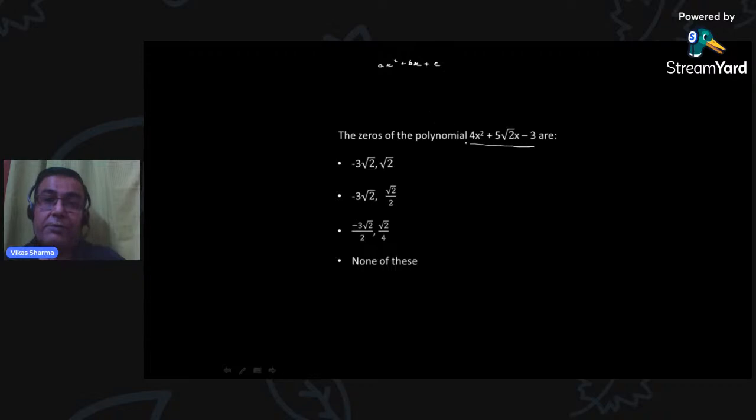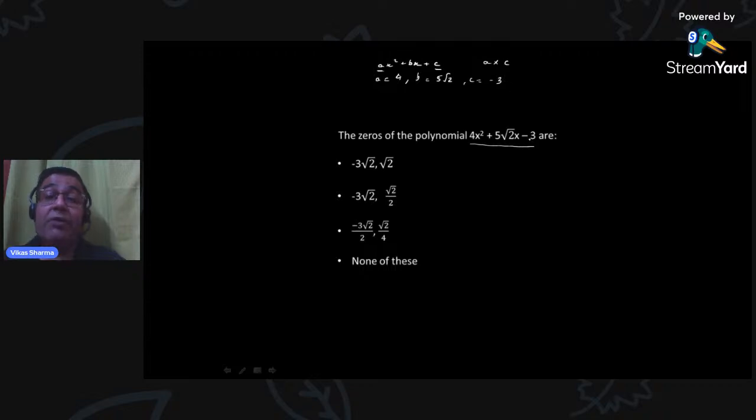So all you have to do is take a, which is the coefficient of x square, and take c, the constant term, and multiply both of them. So a, in this case, let's write what a, b, and c are. a is the coefficient of x square, which is 4. b is the coefficient of x, which is 5 root 2, and c is the constant term, which is going to be minus 3.